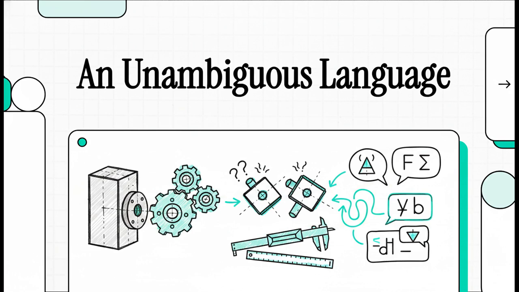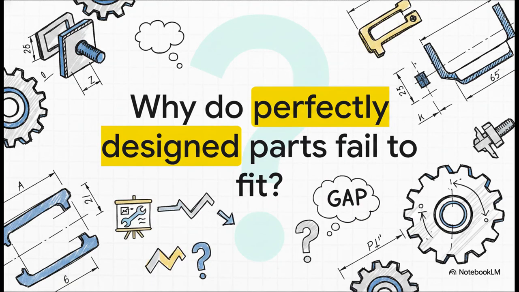But what if the real problem isn't the numbers on the page? What if it's the language we're using to describe them? I mean, that's the million-dollar question, right? It's the thing that keeps engineers and machinists staring at the ceiling at 3 a.m. You know you followed the drawing. They know they followed the drawing. So what gives? Where did things go wrong?